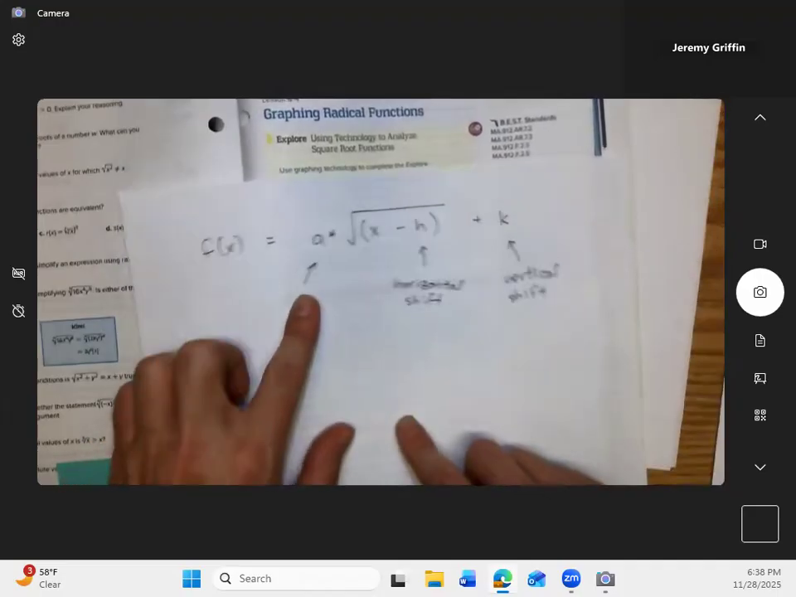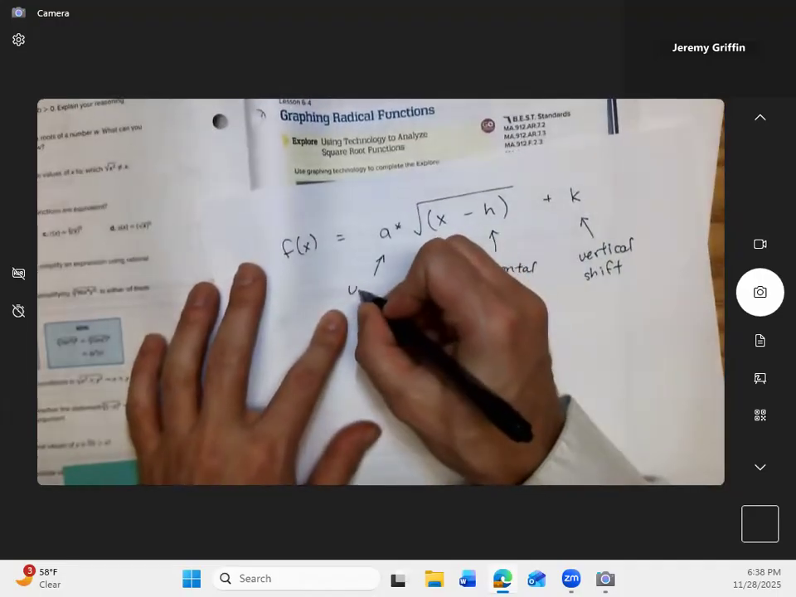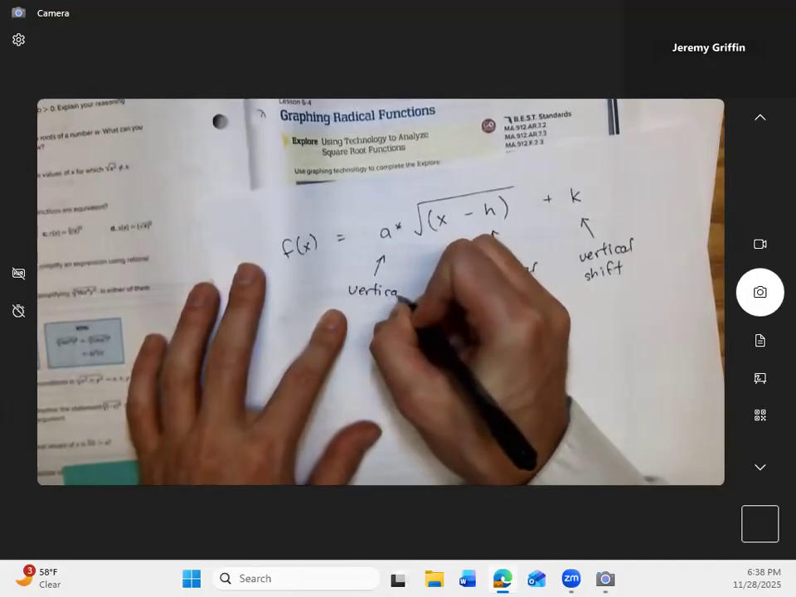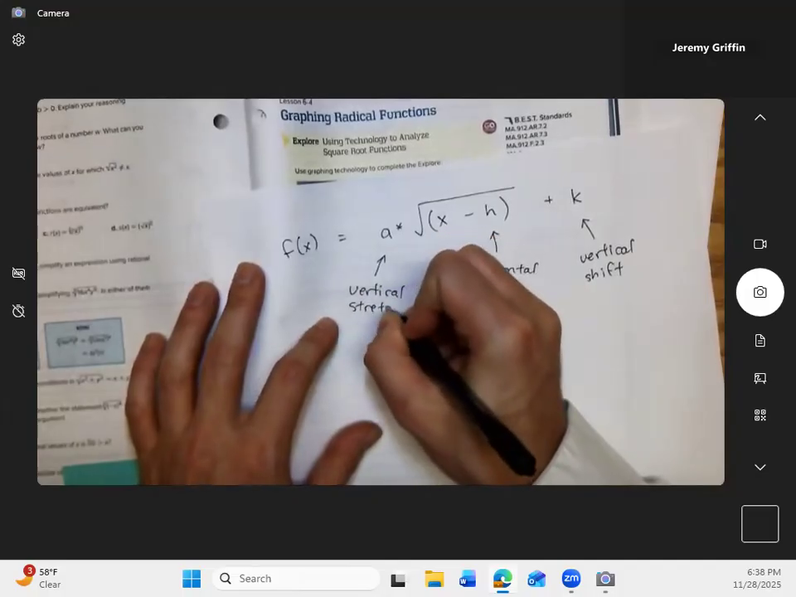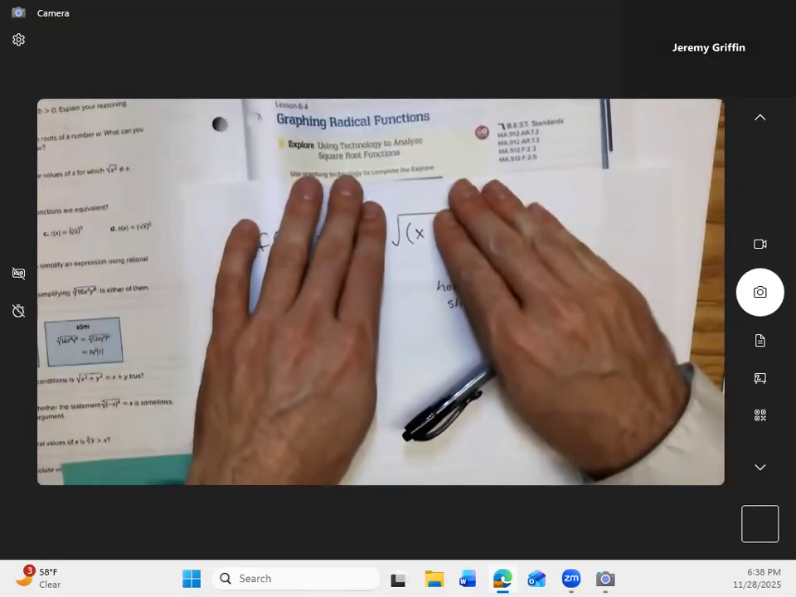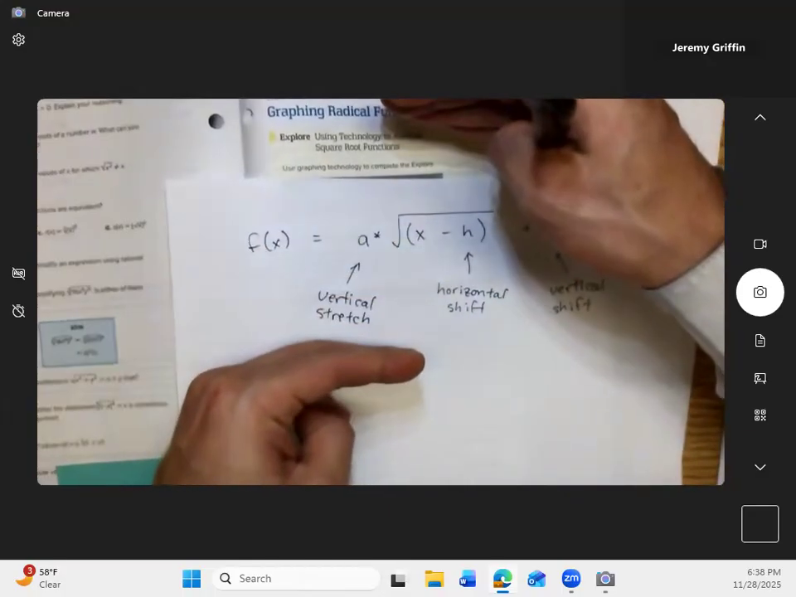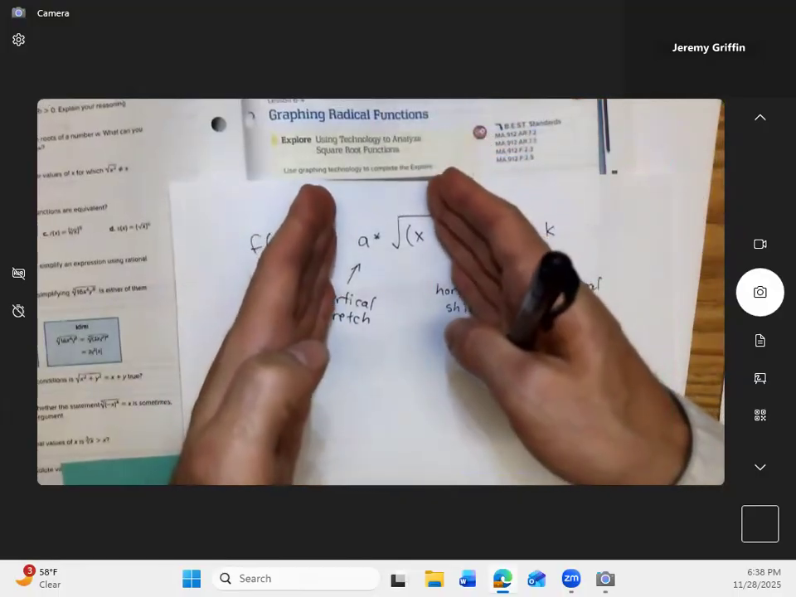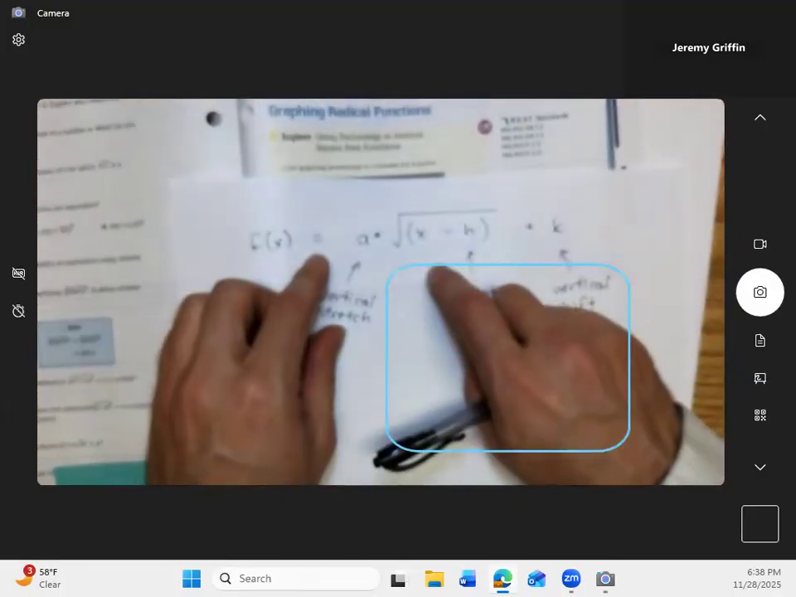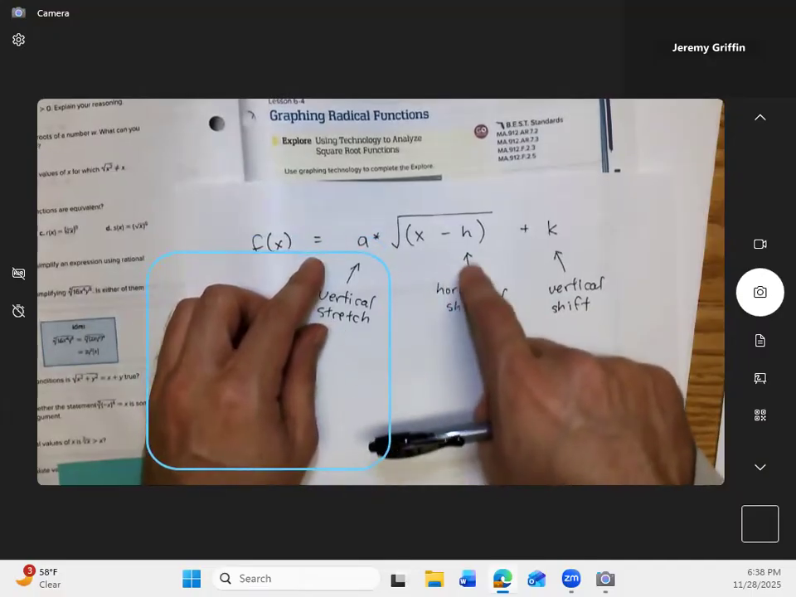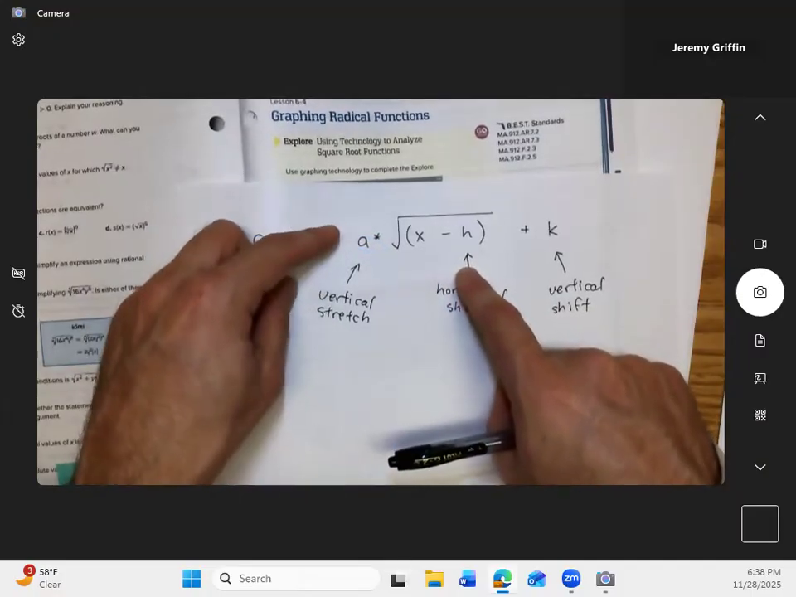Right? What about this a I slapped in front? I'll call that a vertical stretch. Right? You can imagine, if you did the square root of x and then you just multiplied it by something after the fact, wouldn't that just stretch the numbers vertically? Regardless of whatever x you put in, it stretches vertically. Now you could shift it to the right or to the left horizontally, and then still stretch it. The stretch would still be the same.